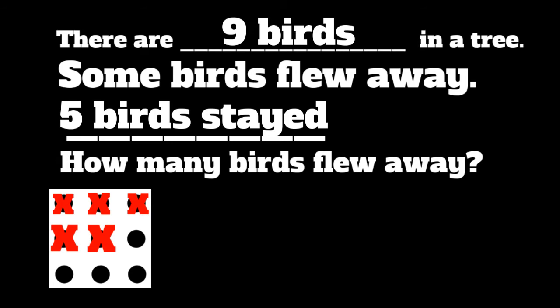So now that I've drawn my picture to help me understand what's been going on in this number story, I'm going to go on to the last line of the number story. And the last line of the number story is very important because it's usually the line that's asking the question. So how many birds flew away? Well, let's look at our picture and see if we can answer this question. I know that there's 9 birds represented by my dots, and I know that 5 birds stayed. I drew the X over those 5 dots, letting me know that those are the birds that stayed. Can you look at our picture and see if you can tell how many birds flew away?